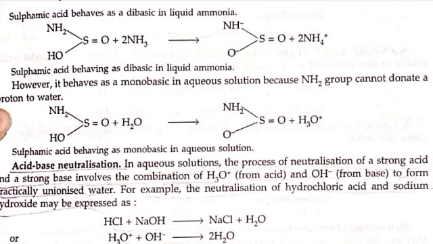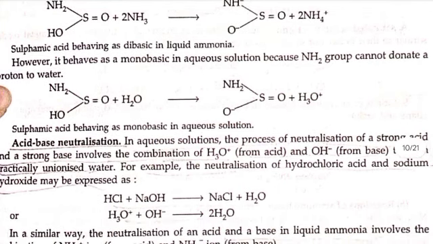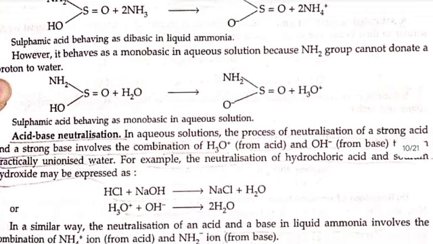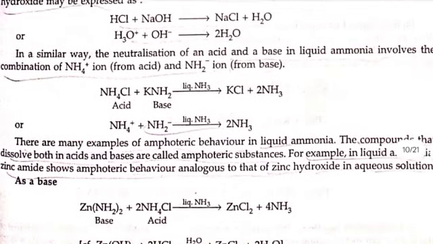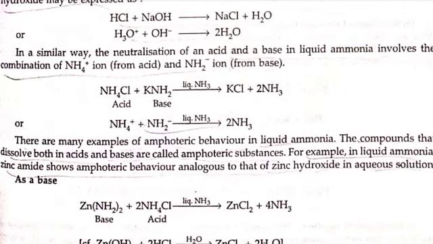Acid-base neutralization. In aqueous solution, the neutralization of a strong acid and a strong base involves the combination of hydronium and hydroxide ion to form practically unionized water. For example, the neutralization of hydrochloric acid and sodium hydroxide may be expressed as this. In a similar way, the neutralization of an acid and a base in liquid ammonia involves the combination of ammonium and amide ion. There are many examples of amphoteric behavior in liquid ammonia.